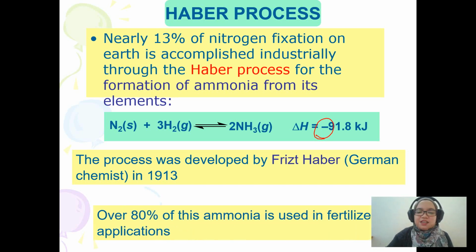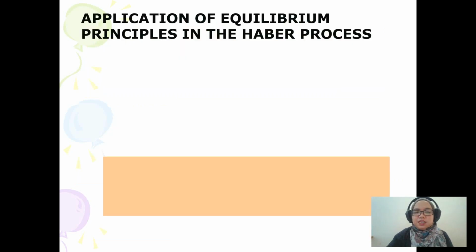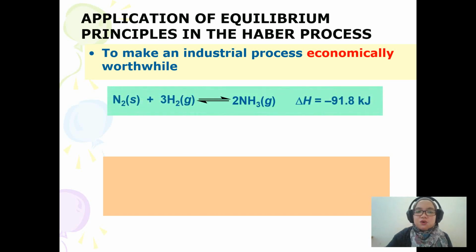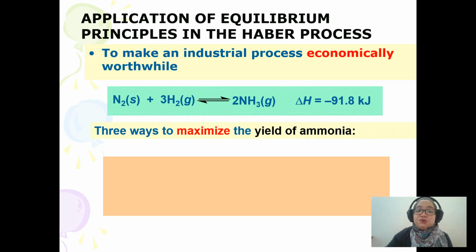Okay, so the process was developed by Fritz Haber, German chemist, in 1913. So now over 80% of this ammonia is used in fertilizer applications. Okay, so the application of equilibrium principles in the Haber process. So to make an industrial process economically worthwhile, so there are 3 ways to maximize the yield of ammonia.